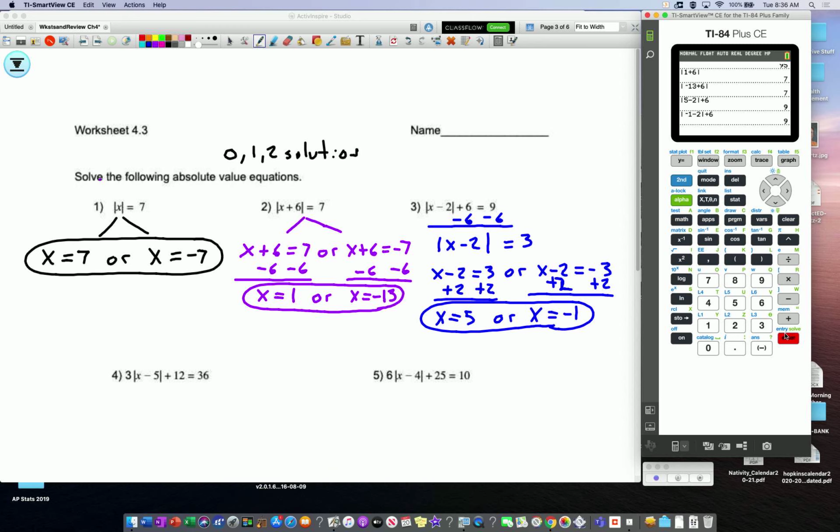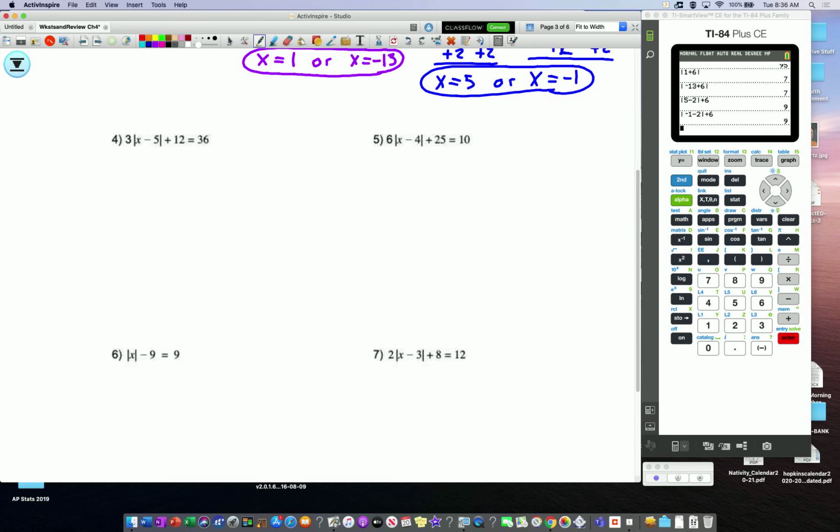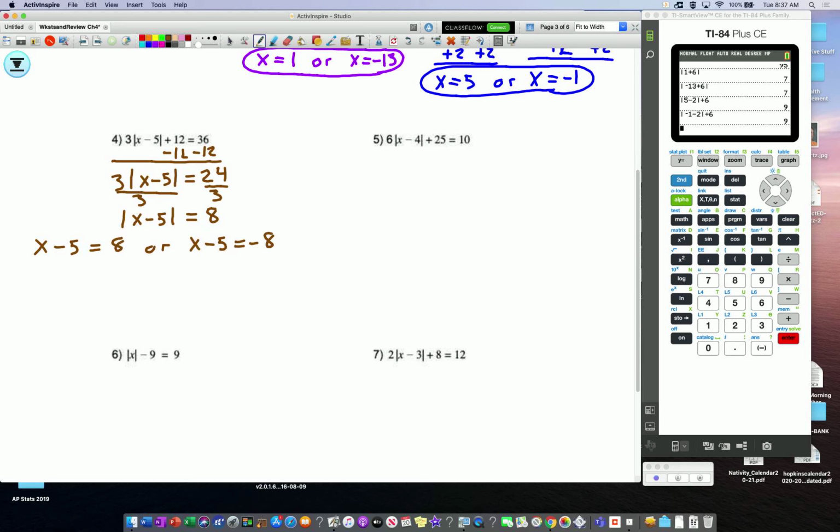All right, let's take a look at the next two. We got 4 more to do. All right, the next one, we got a couple math steps we need to do ahead of time. The first thing I need to do is subtract 12 first. So I get 3, absolute value x minus 5 equals 24. Undo multiplication by division. I have absolute value of x minus 5 is 8. So this value, x minus 5, is 8 units away from 0. So x minus 5 could be located at 8, or x minus 5 could be located at -8.